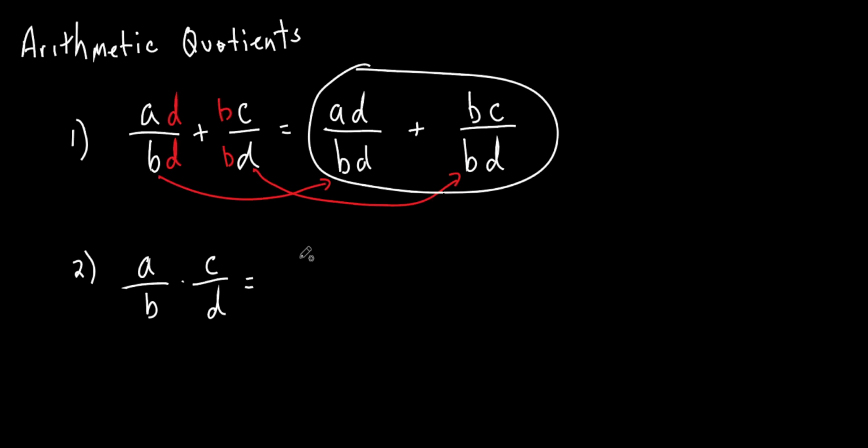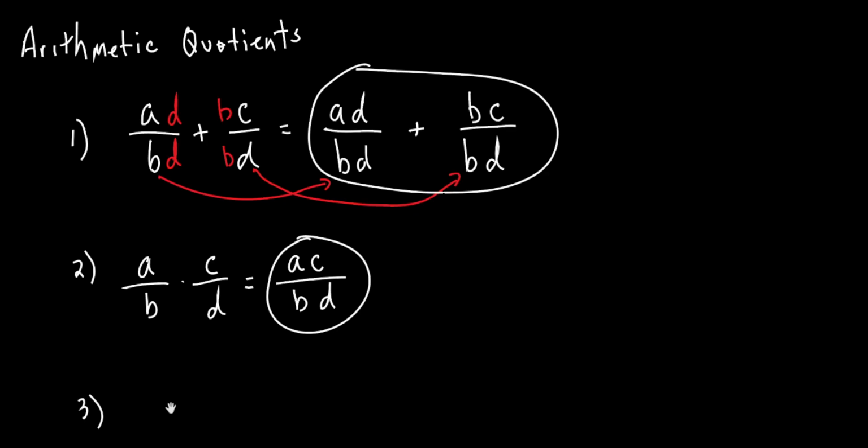So what is it if I multiply straight across? A what? AC over what? BD. Good. So that was kind of easy, wasn't it? Just multiplying straight across. Yeah, the common denominator thing absolutely is the hardest out of all of these, but that's how you do it. Okay, one more thing, number 3.